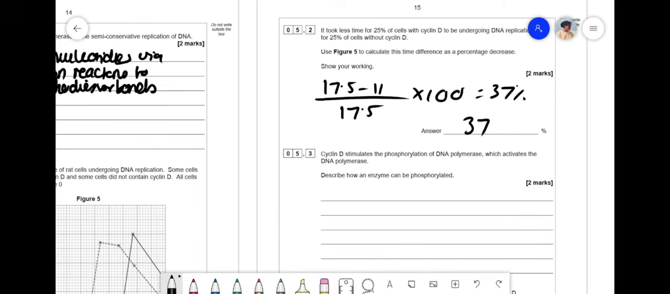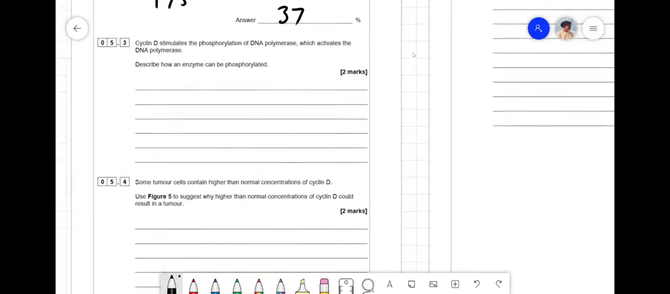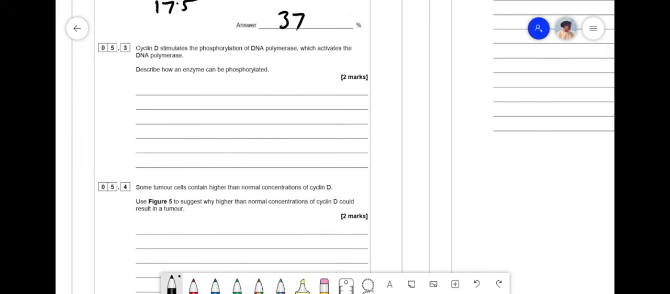All right. So, next. Cyclin D stimulates the phosphorylation of DNA polymerase, which activates DNA polymerase. Describe how an enzyme can be phosphorylated. Phosphorylation by definition is sticking a phosphate on. Where do phosphates come from? You should know, from ATP being hydrolyzed.